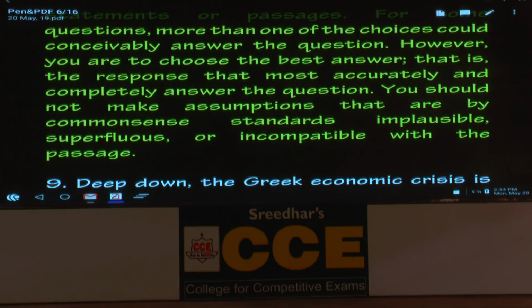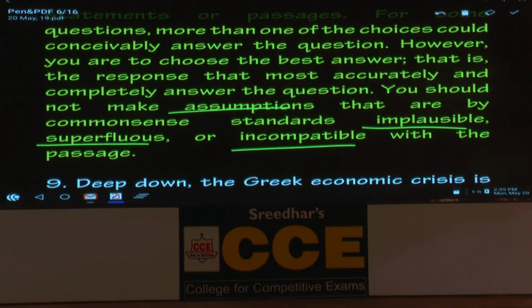That means what? One or two options seem right, but you have to choose the best option. That is, the response that most accurately and completely answers the question. You should not make assumptions that are by common sense standards implausible, superfluous, or incompatible with the passage. So, no assumptions should be made. Do you understand? Please underline the word assumptions, also underline implausible, superfluous, incompatible.